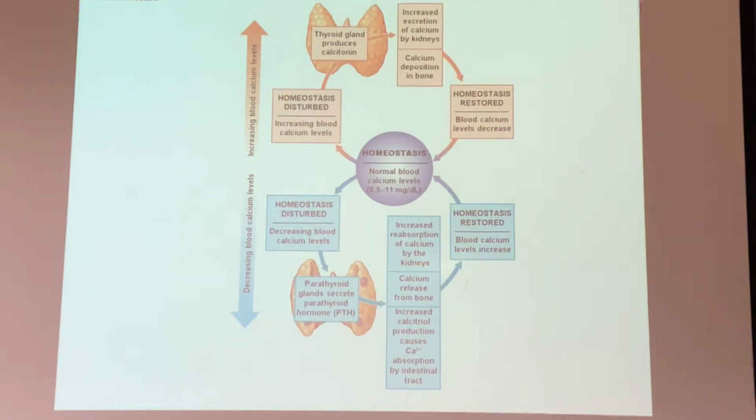So they show these pictures. For example, the body has a normal blood calcium level. Now this is disturbed, and it is disturbed by a decrease in the blood calcium level. So now the parathyroid gland will release parathyroid hormone, and this hormone does these three things, and then homeostasis is restored. On the contrary, if the calcium level is too high, then the thyroid gland will produce calcitonin instead of PTH, and then again they regulate the calcium, and homeostasis is recovered.